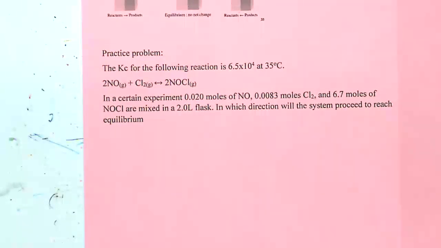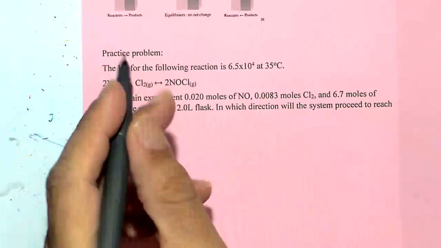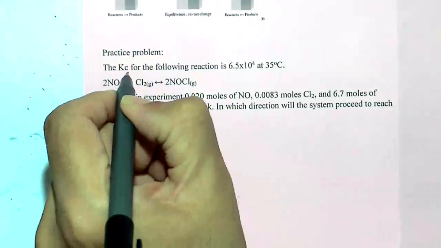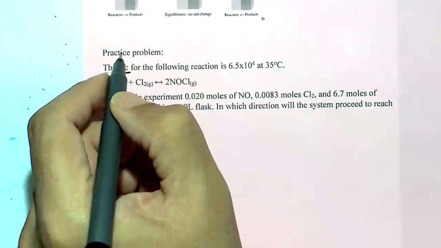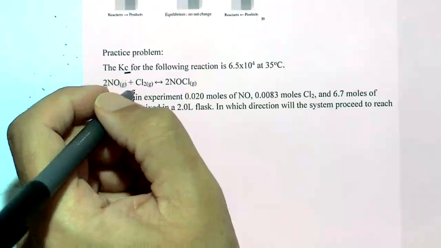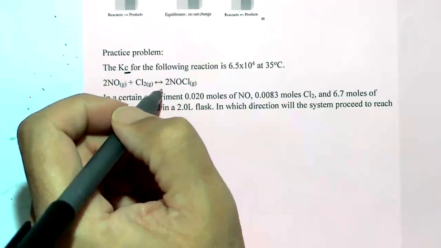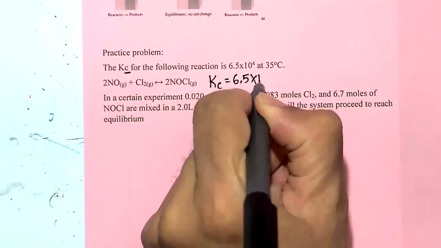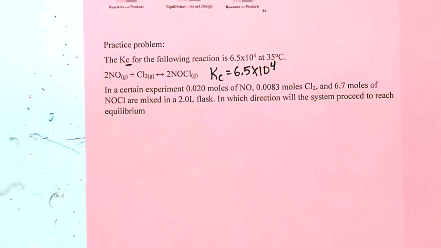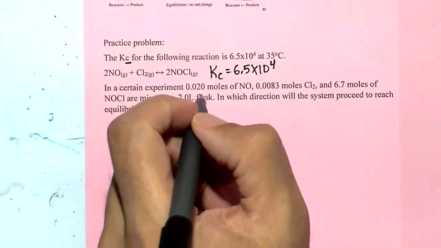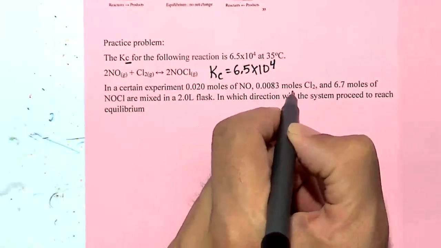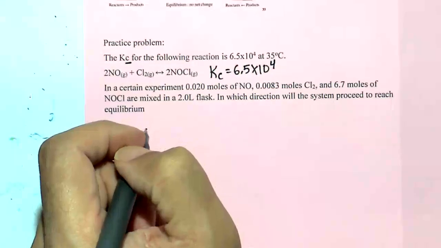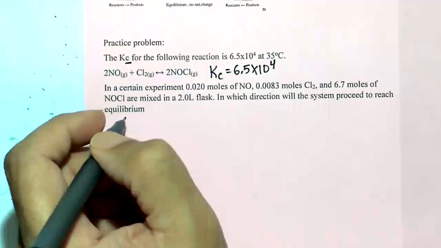All right, we'll do one more reaction quotient problem, and then we'll talk about ice tables. So the Kc, what does Kc stand for? C stands for concentration. The Kc for the following reaction is 6.5 times 10 to the 4th at 35 degrees C. In a certain experiment, 0.020 moles of NO, 0.0083 moles of Cl2, and 6.7 moles of NaCl are mixed in a 2-liter flask. In which direction will the system proceed to reach equilibrium?